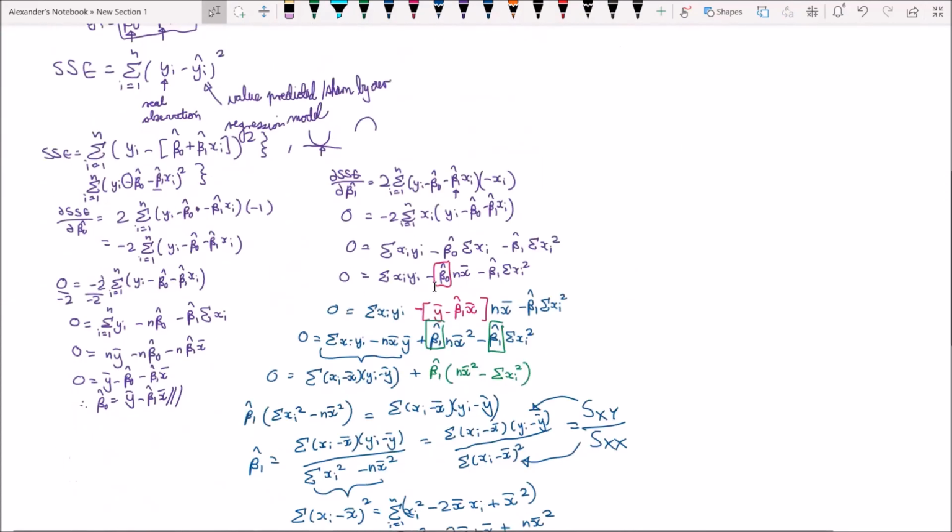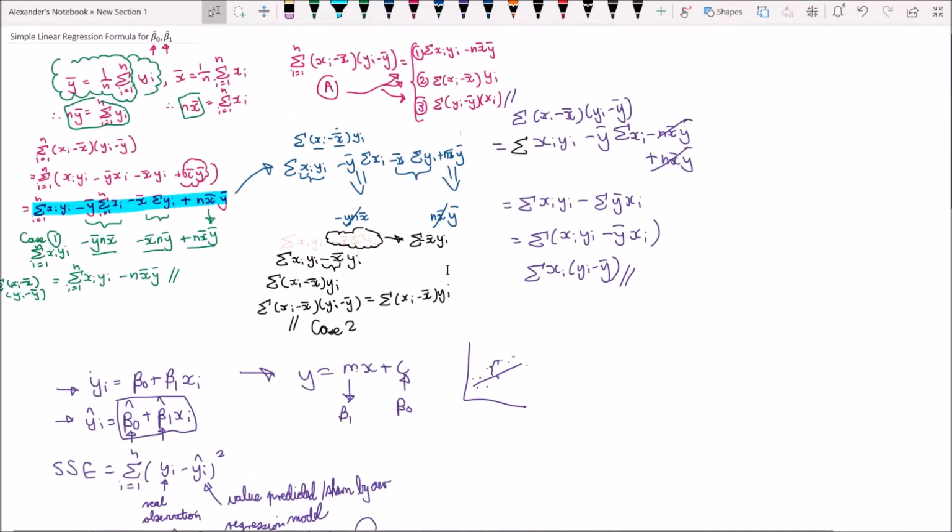Well, this is how you actually go about deriving beta 0 hat and beta 1 hat, which are the coefficients for your regressors in the simple linear regression model.